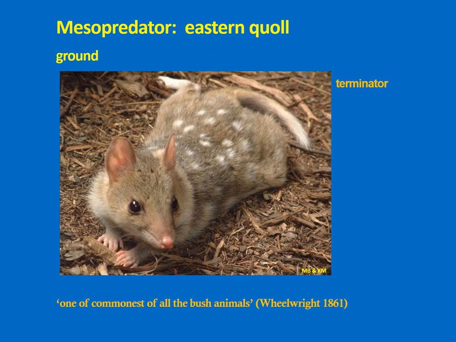The terminator, the eastern quoll. Will Wright found it to be one of the commonest of all the bush animals. Can you imagine that? What was it eating? Presumably large numbers of native rats and smaller prey, including invertebrates. It can actually attack animals up to the size of rabbits.